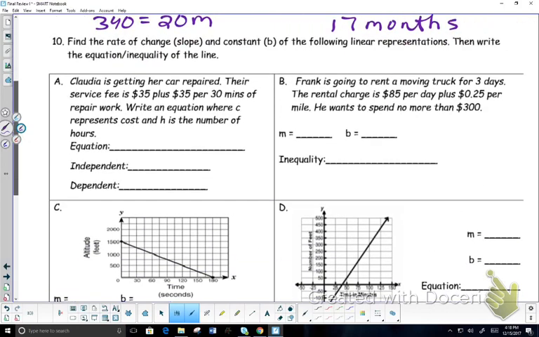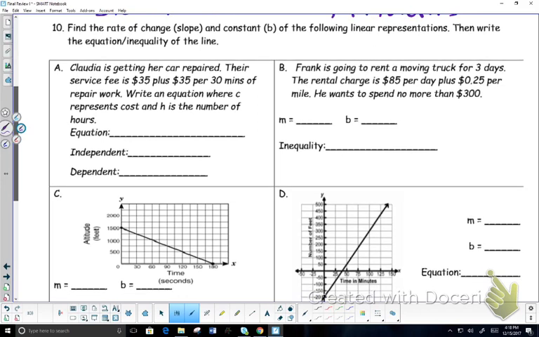Then let's see. We've got to find the rate of change, slope, and constant for the following situations. Then write an equation and/or inequality of the line. So Claudia's getting her car repaired. Their service fee is $35, so no matter what, you're paying that. Plus, it's 35 cents per minute.